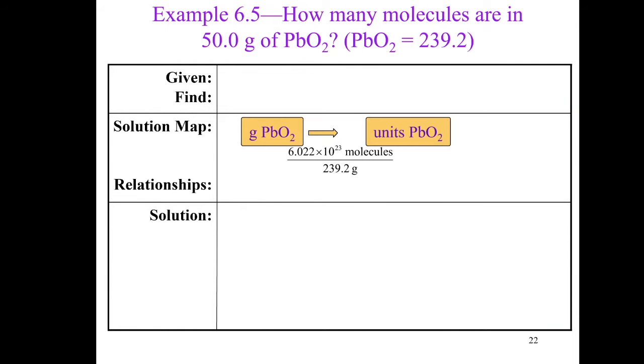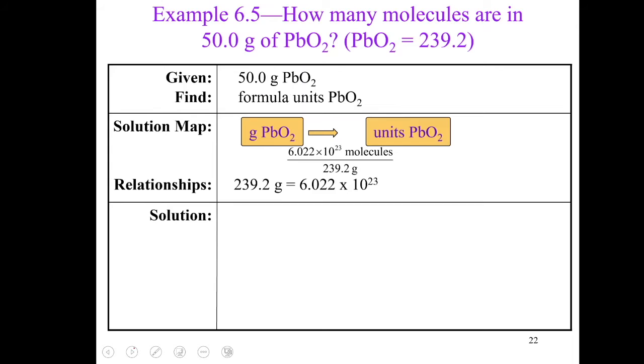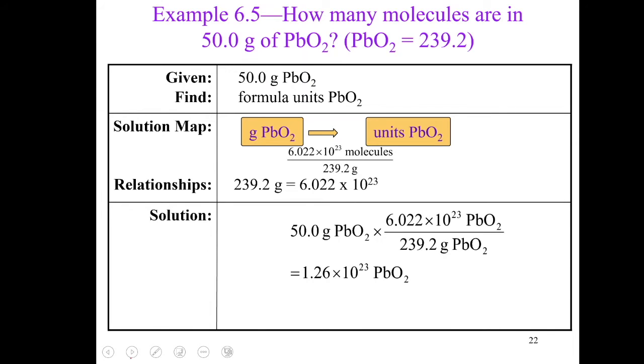Example 6.5, how many molecules are in 50 grams of lead 4 oxide? They give you the molar mass. We're starting off with 50 grams of lead 4 oxide. We're trying to figure out how many formula units. It's really a formula unit, not a molecule. Your book interchanges those. So we got the molar mass is 239.2 grams, which is equal to 1 mole, which is also equal to Avogadro's number. So you can do that conversion right away like that, and you get the answer.